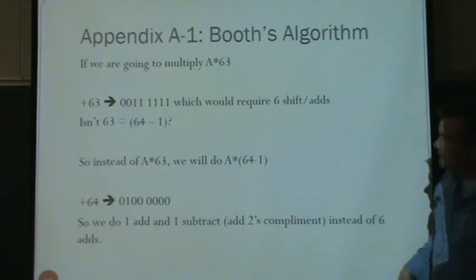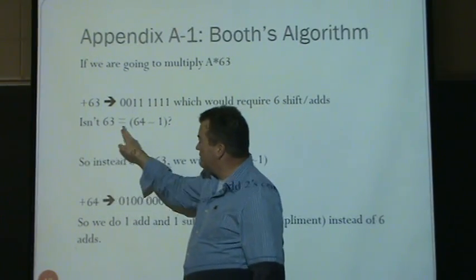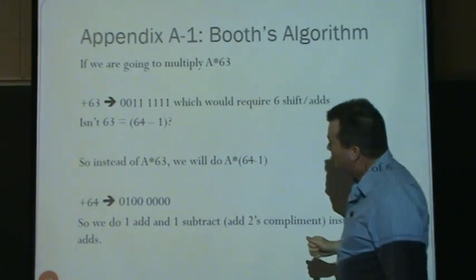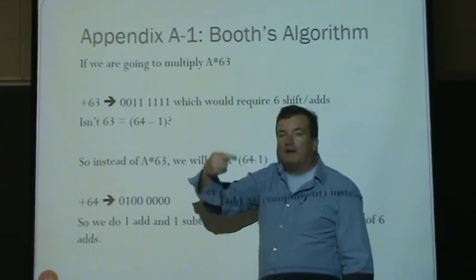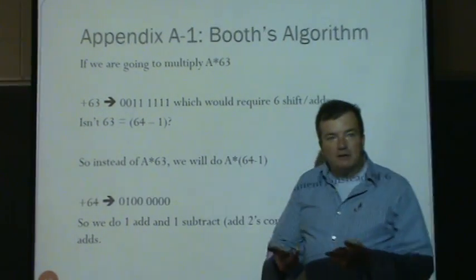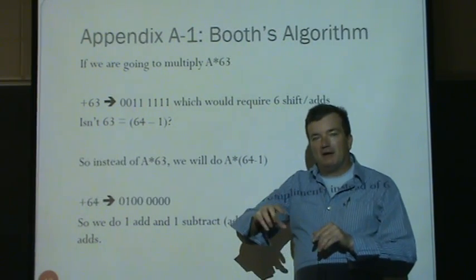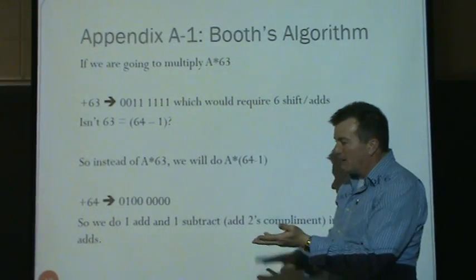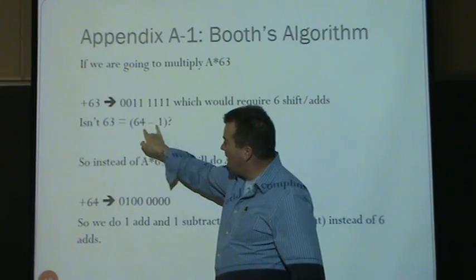So whoever Booth is made an observation that a number like positive 63 is really like 64 minus 1. And why is he thinking 64? Well, 64 is the number where we have a 1 here and then a bunch of zeros. So that would only require 1 add, but then you have to do 1 subtract at the end to make it come out right. And a subtract, like we said, is really just an add. You're subtracting the 2's complement, right? So instead of subtracting by a number like 6, you add negative 6. It's the same as subtracting by 6. So you convert it into 2's complement, you add it. So really, instead of having 6 adds, you have 2 of them. You do an add and a minus.